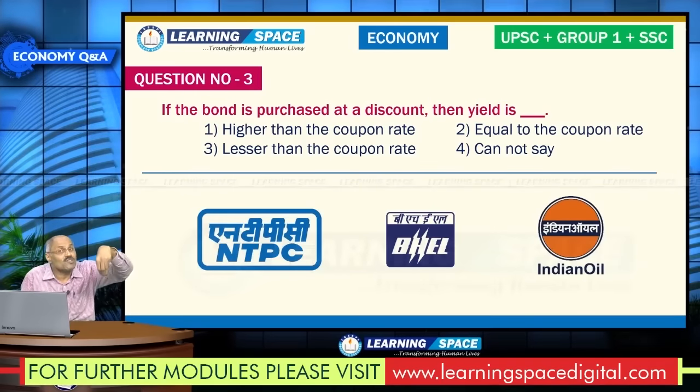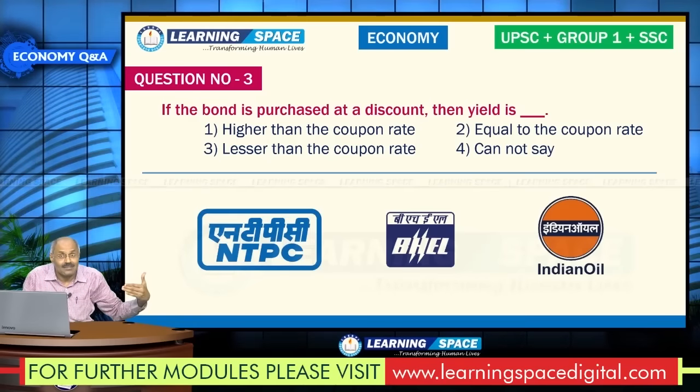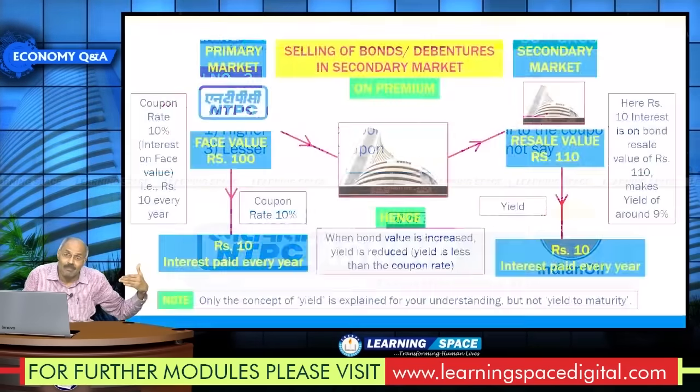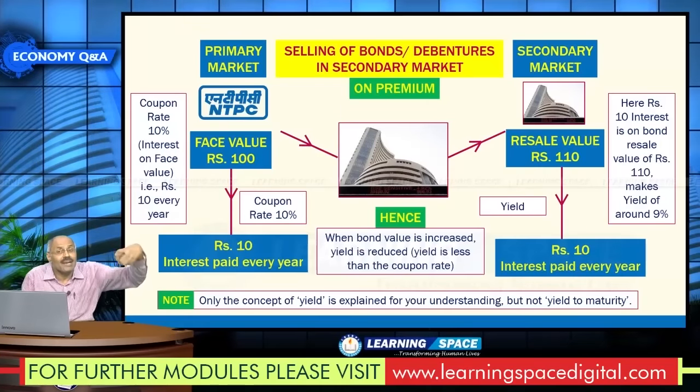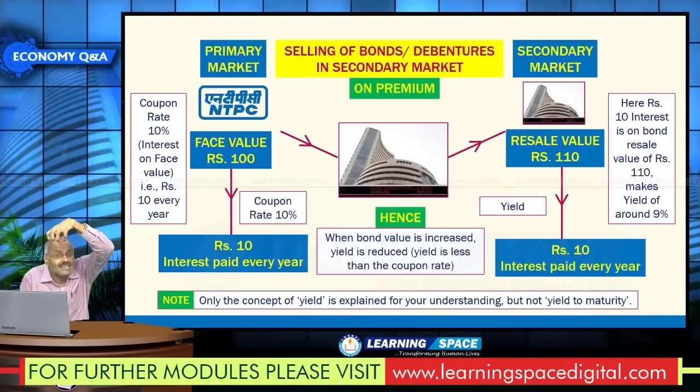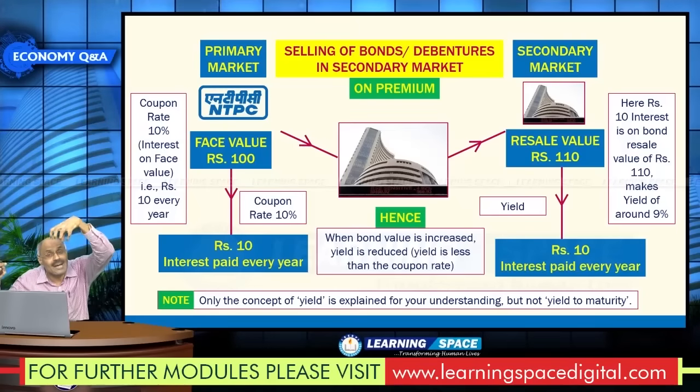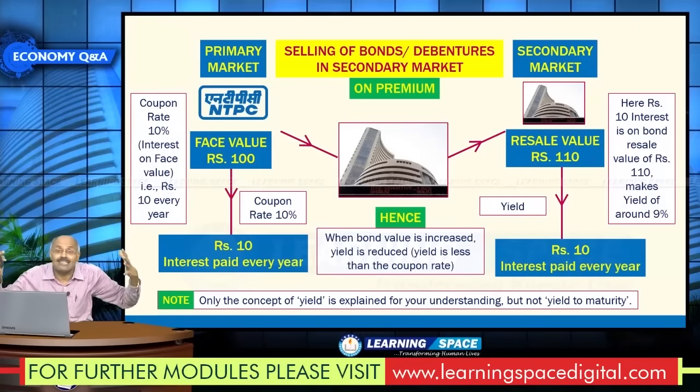If the bond is purchased at a discount, then yield is higher than the coupon rate. Go back to the same example here. A 100 rupees bond, if it is sold at rupees 110 in the secondary market, that means if the bond is sold at a premium in the secondary market, then yield is less than the coupon rate. That means he will get rupees 10 out of rupees 110. That means yield is less.